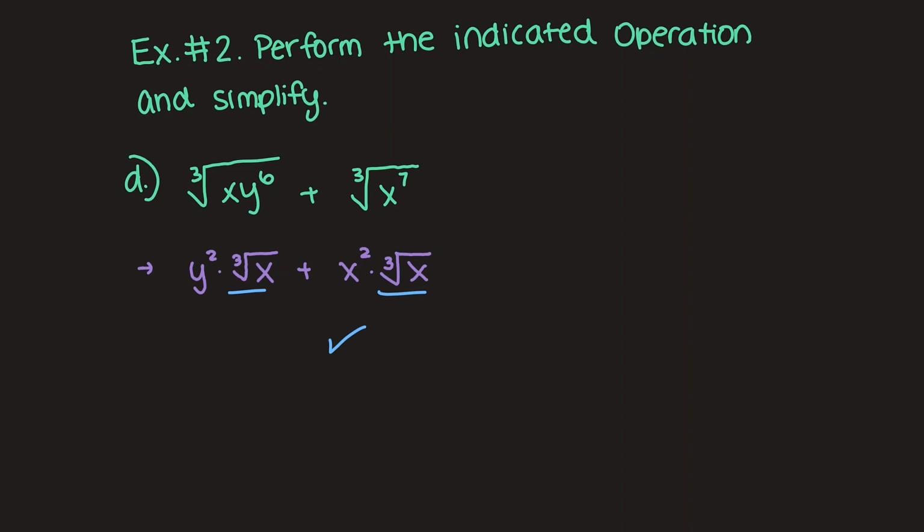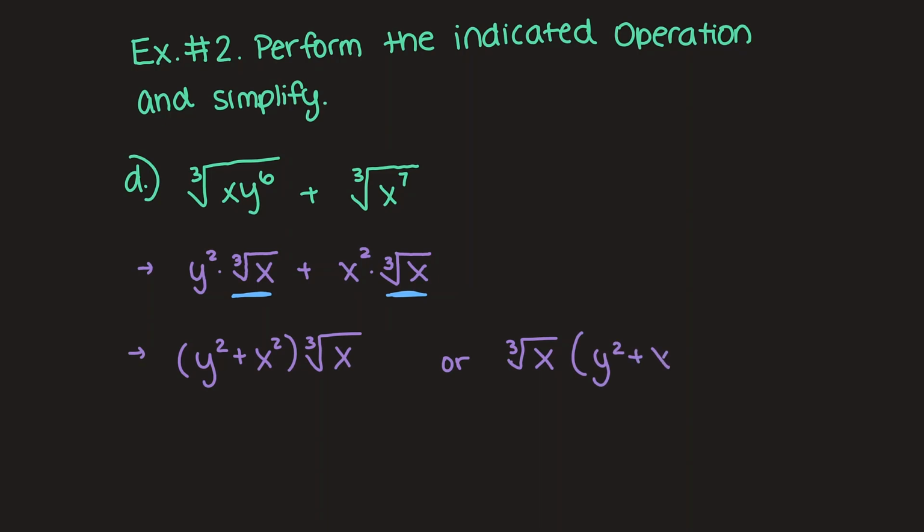And now we have like radicals. However, we can't actually add x squared and y squared like we added in the previous examples. The only thing we could really do is factor out a cube root of x. So we can rewrite it in the following ways.